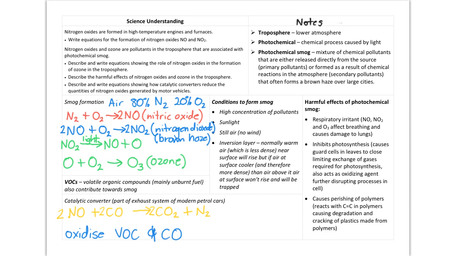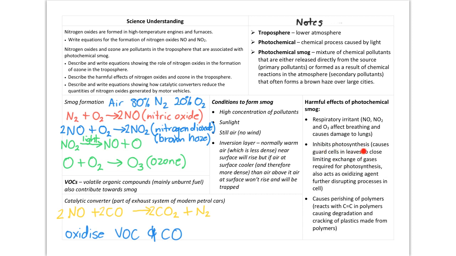Why do we want to stop smog forming? Obviously it doesn't look very attractive, but more importantly, some of the harmful effects of photochemical smog are it's a respiratory irritant. So those three, nitric oxide, nitrogen dioxide and ozone, are all respiratory irritants which can affect breathing and cause damage to the lungs.